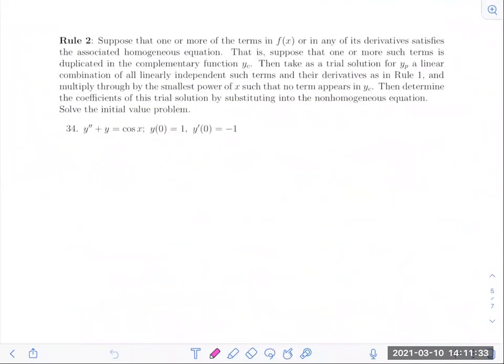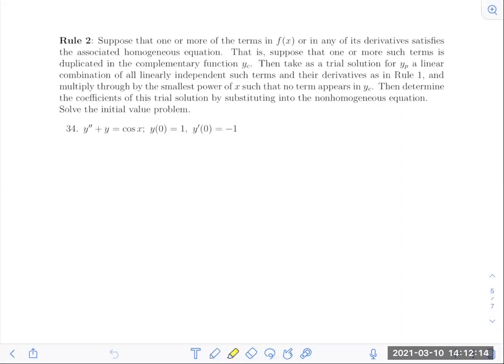Rule 2 tells us how to handle situations where we see duplication between the terms that we're identifying and the complementary function. Suppose that one or more of the terms in f of x or any of its derivatives satisfies the associated homogeneous equation. In other words, suppose that one or more of the terms is duplicated in the complementary function. Then take as a trial solution for y sub p a linear combination of all linearly independent such terms and their derivatives as in rule 1, and multiply through by the smallest power of x such that no term appears in y sub c.